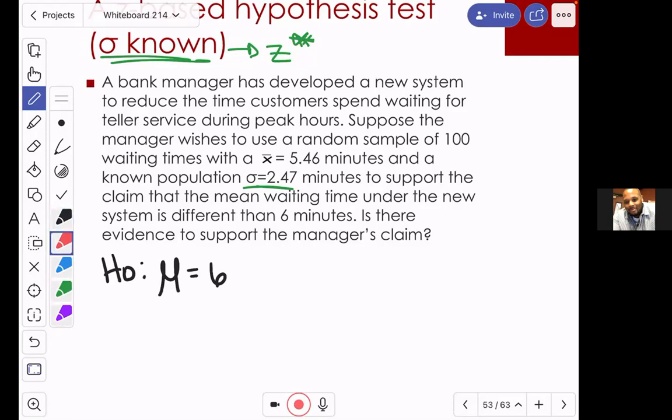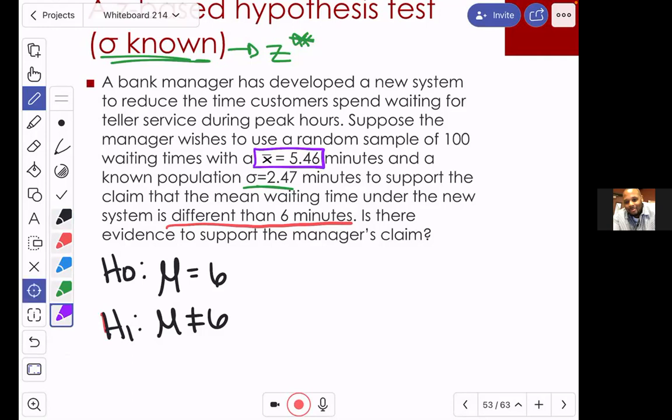And we want to know if the new one is different than 6 minutes. So what does that tell me? H1 is mu does not equal 6. This value right here is a sample value. That is a sample value. We only put parameters in our hypothesis. The manager thinks that it's different than 6, so that means that it already must be set at what value? If he thinks it's different than 6, then it already must be set at 6, right?